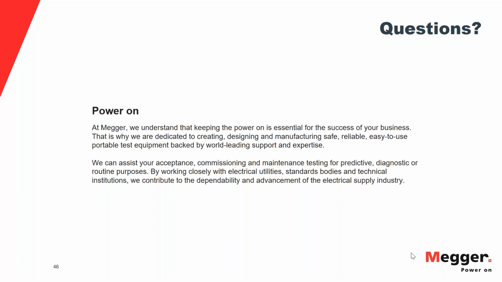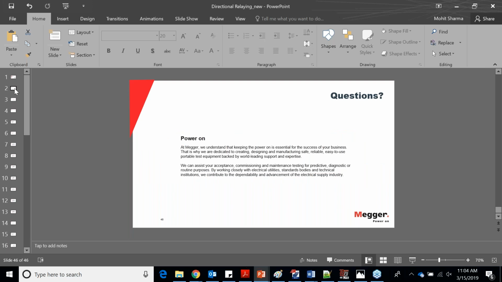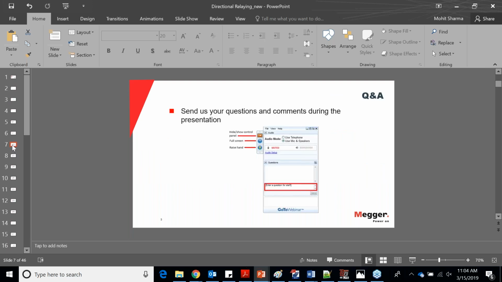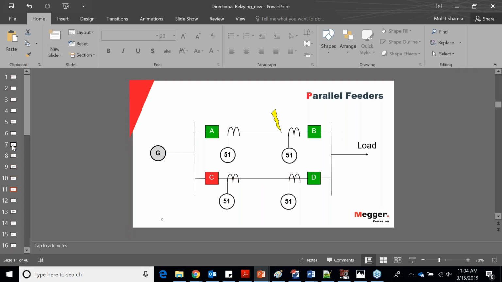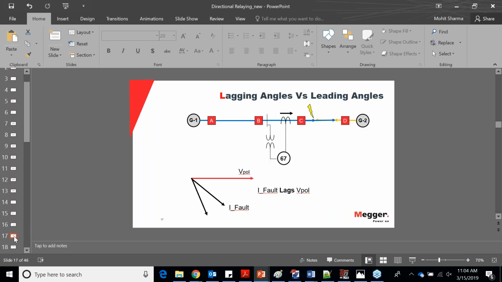Okay. The next question is for Mohit. In the torque equation, K times voltage polarized, etc., what does the K stand for? Thanks. It's just a factor. Let me go back there. I think it was somewhere here, in the fundamentals track. Let me give me a second. Let me go to that equation.